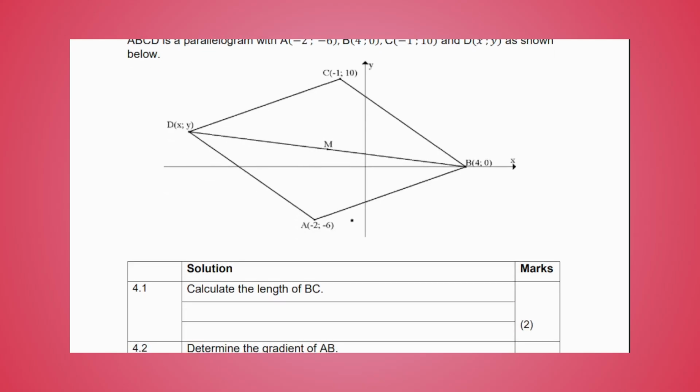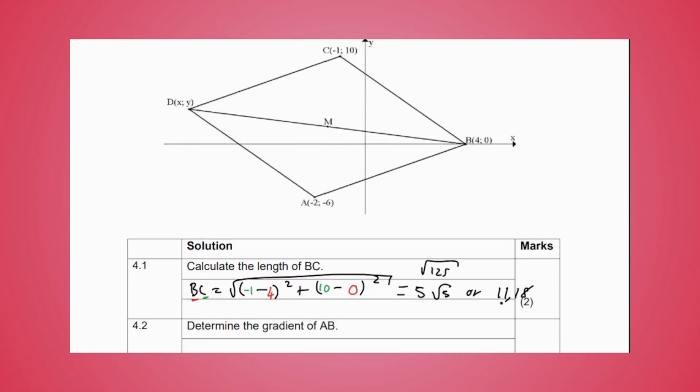Our first question is asking us to find the length of BC. BC, we know it's the distance formula. So you can substitute your two coordinates. Remember, a pair goes together in front and a pair goes together at the back. And then you should be getting as an answer 5√5, or you could have also written 11,18.